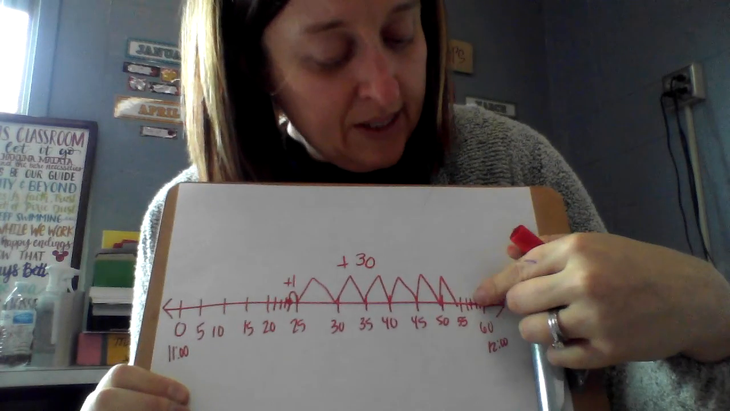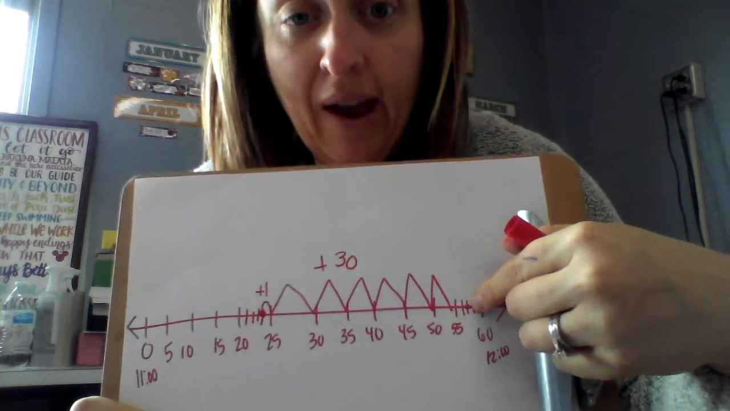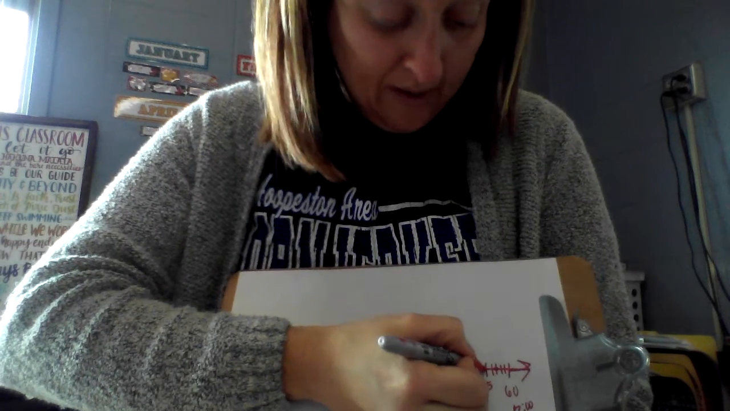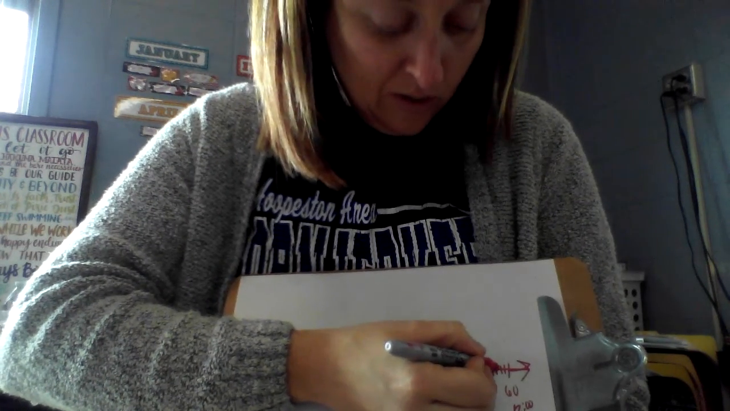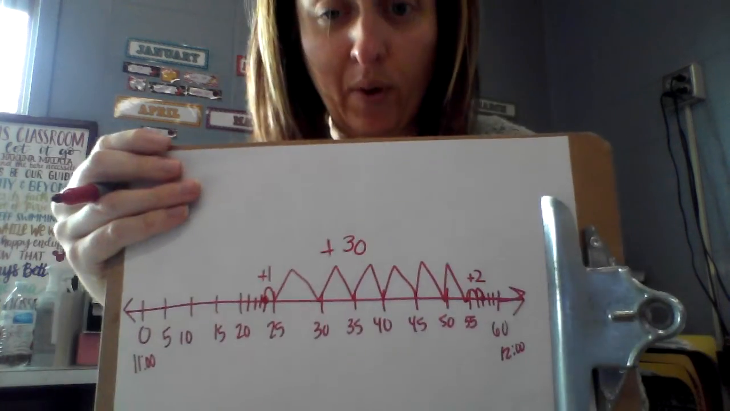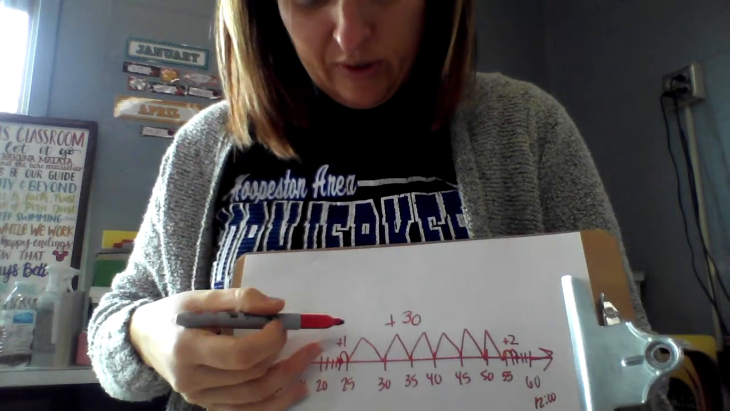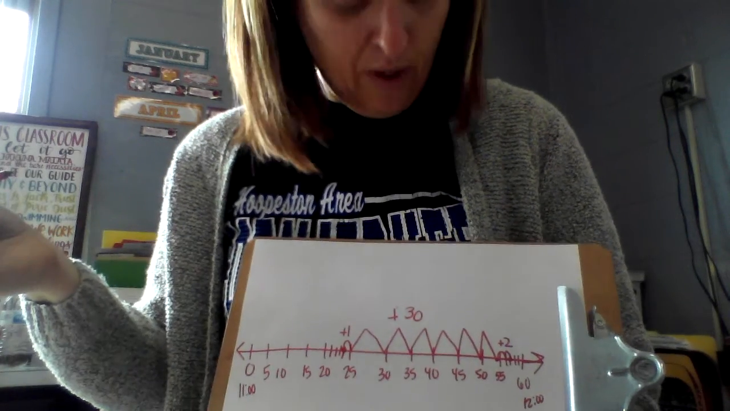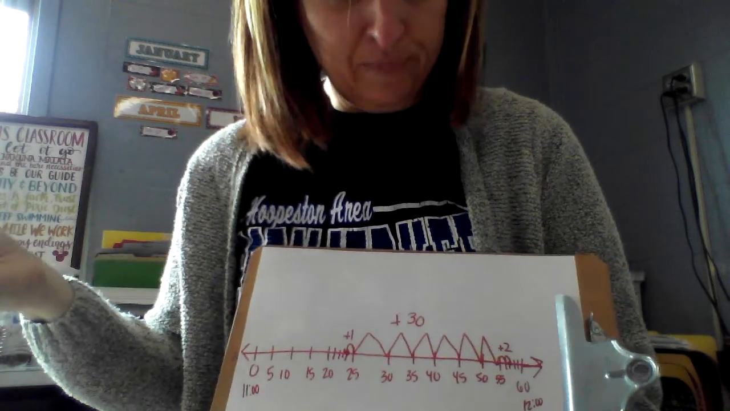But I'm still not to my point, am I? So now I have to add on some more 1s, or hills, as we say. So I go 1, 2. And if I add 2 more on, 2 more hills, I get to my point. So then all I have to do is say 30 plus 1 plus 2. Well, 30 plus 1 is 31. Plus 2 more is 33.